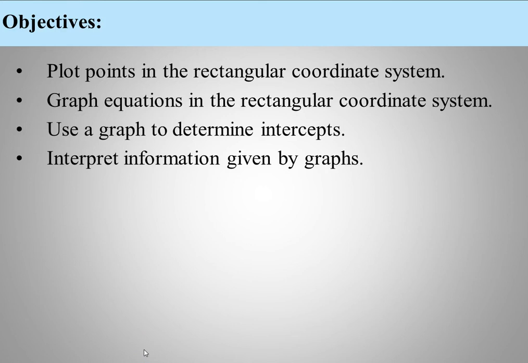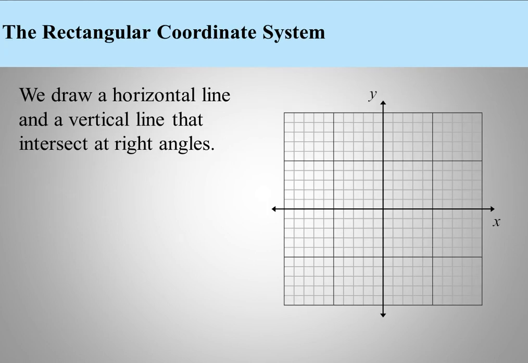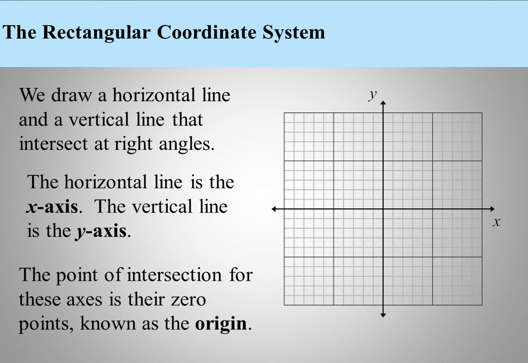Hey guys, today's video is about the basics of plotting rectangular coordinates, finding the intercepts, and getting some information from the graph. The horizontal line here is your x-axis, and the vertical line is your y-axis. The point of intersection of your x and y axes is your origin.